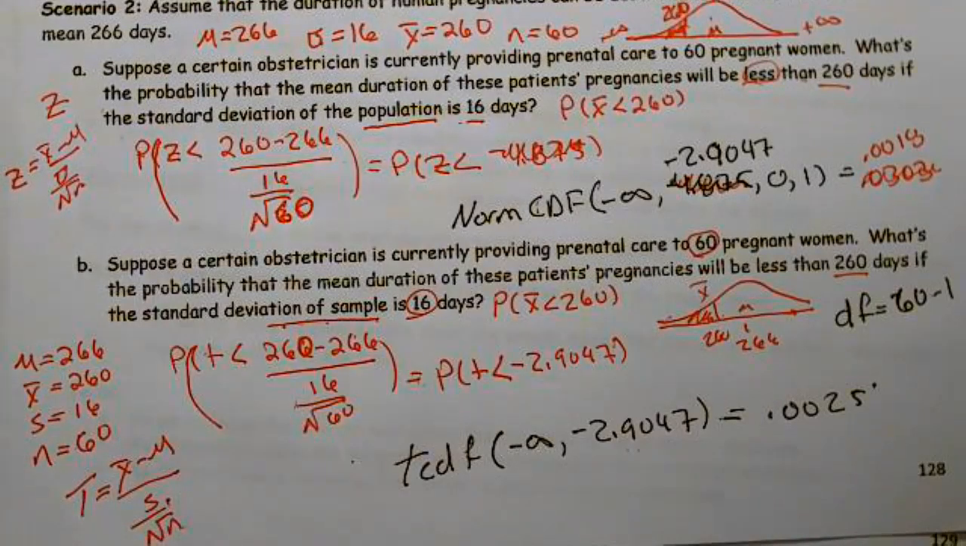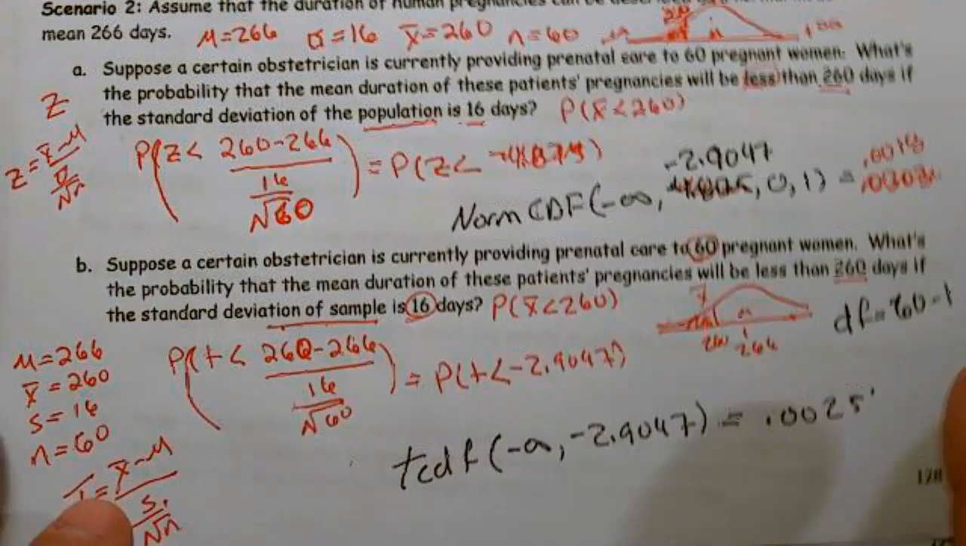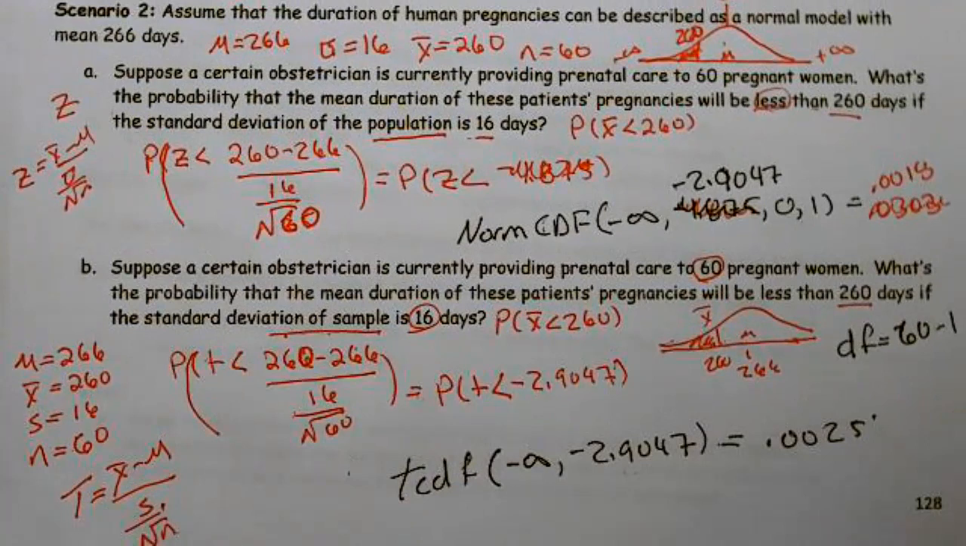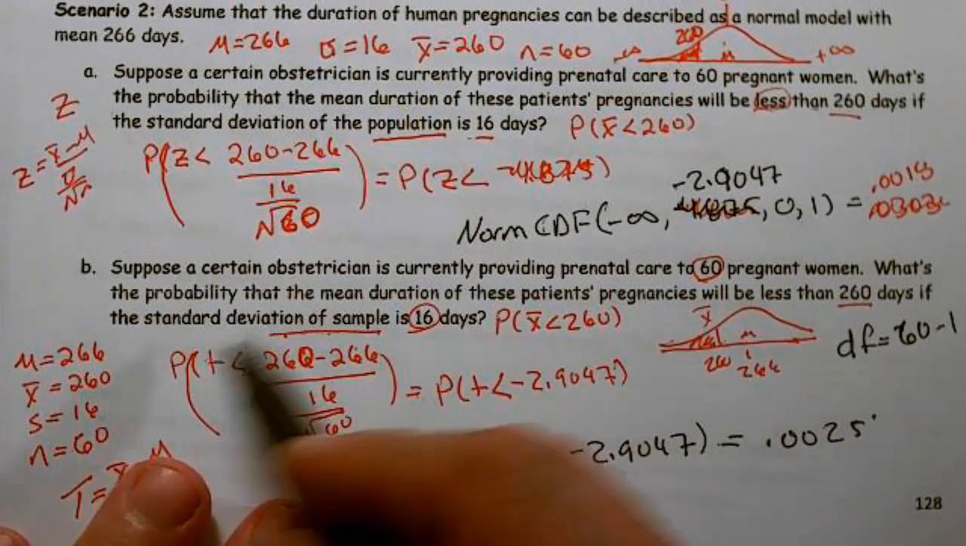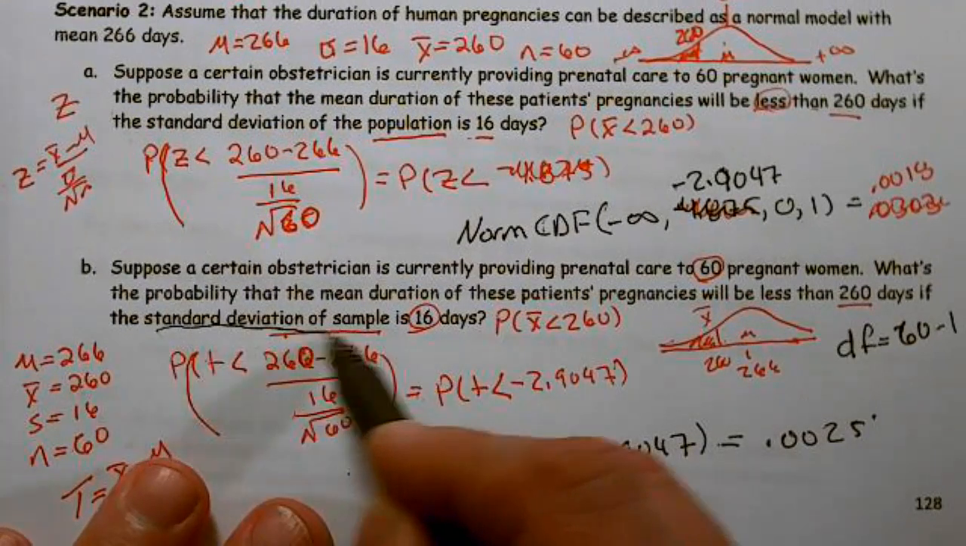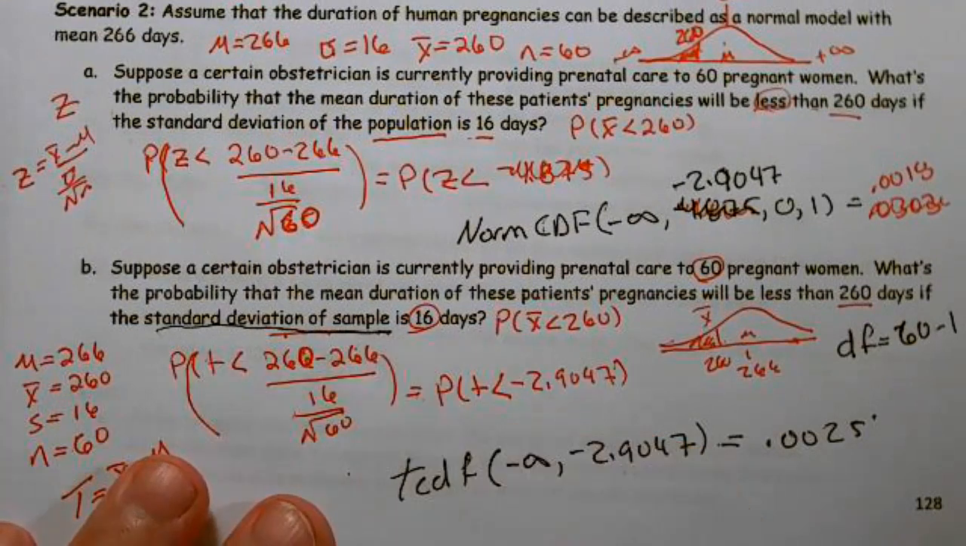So the main thing to get out of this is if you have the standard deviation of the sample, you have to use T. If you have the standard deviation of the population, you get to use Z. All right, so that will conclude that video.